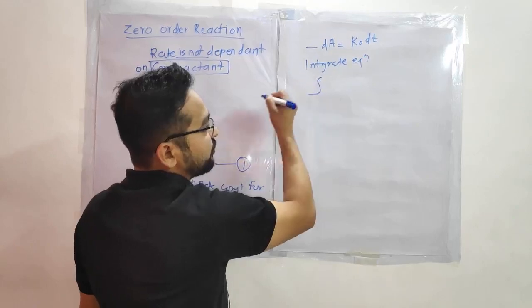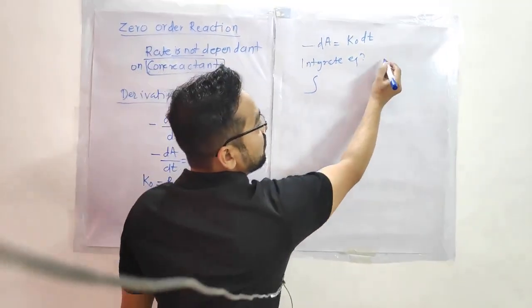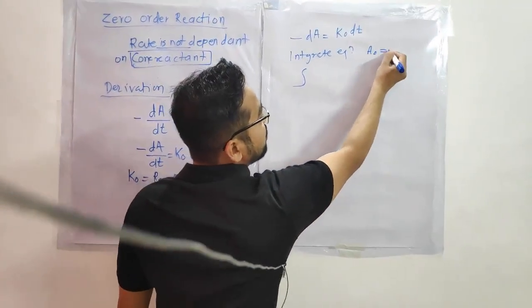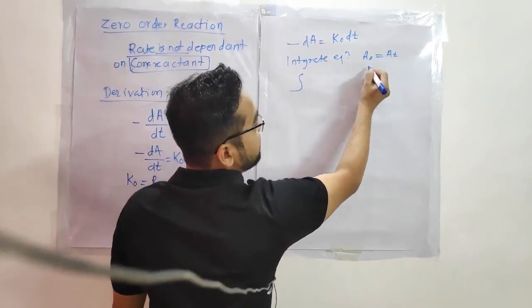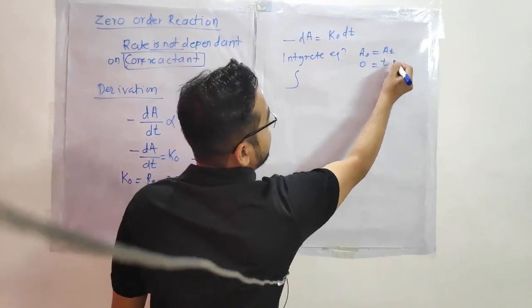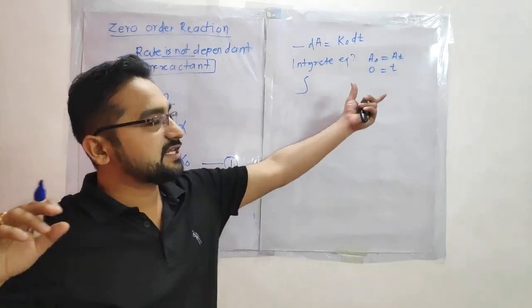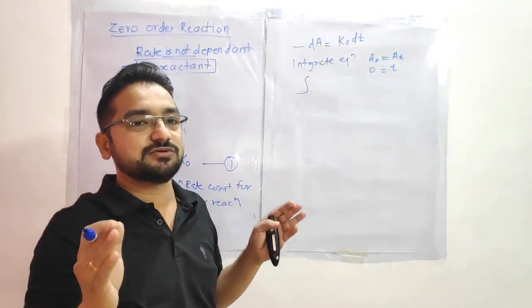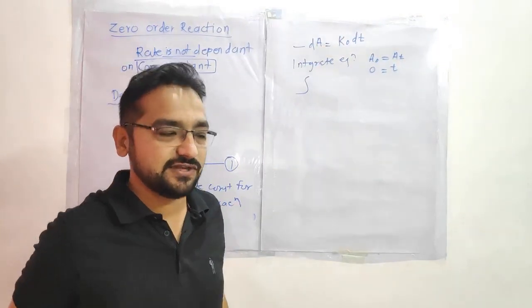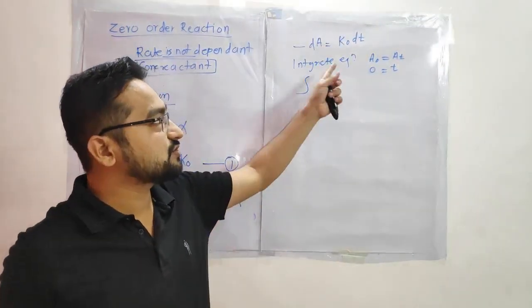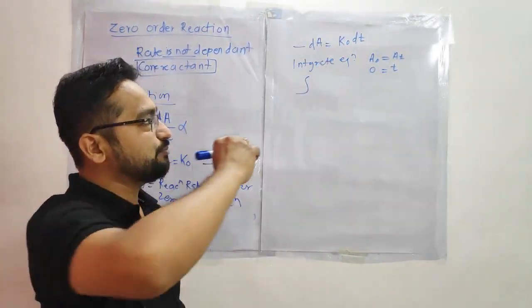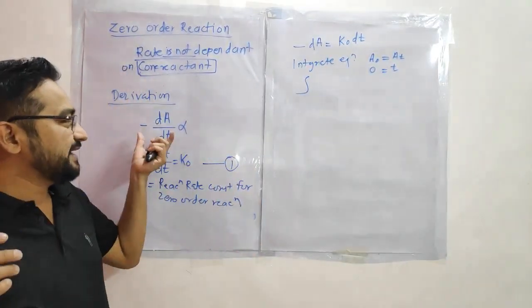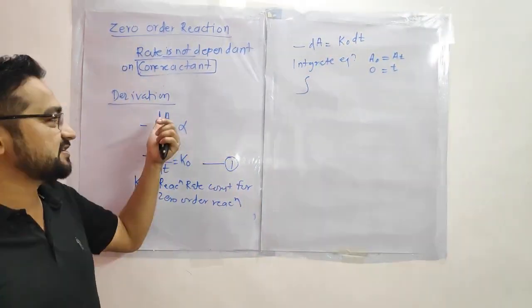You need to integrate this equation from concentration A0 to At, and at the same time from 0 to t. So these are the parameters. Why do you need to integrate it? If you want to see how much drug is degrading over a given period of time, this integration plays an important role. In integration, this d is a differentiation value.